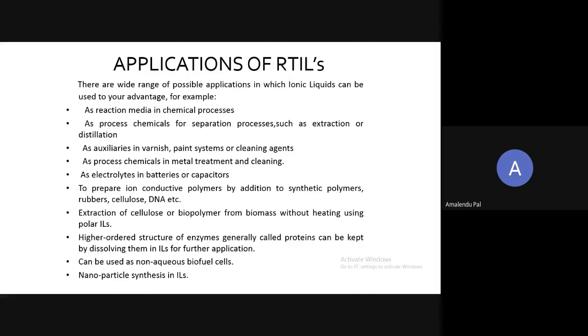This one, a lot of work is going on. And this one also, extraction of cellulose biopolymer from biomass using ionic liquids. So biomass is cellulose, extracting the biopolymer, using ionic liquid as a medium. And a high order structure of enzyme, generally called protein, can be kept by dissolving them in ionic liquids for further applications. Another thing, it can also be used as a non-aqueous biofuel cell.